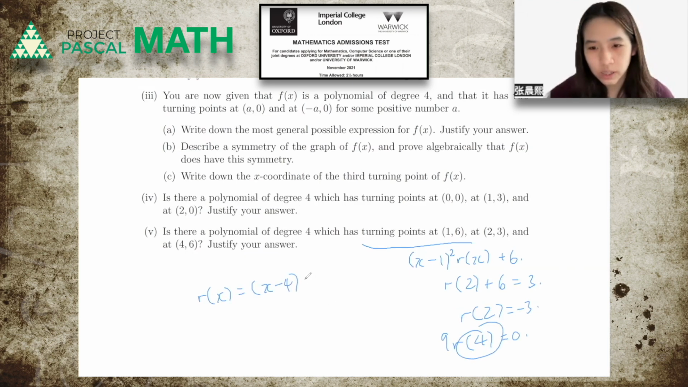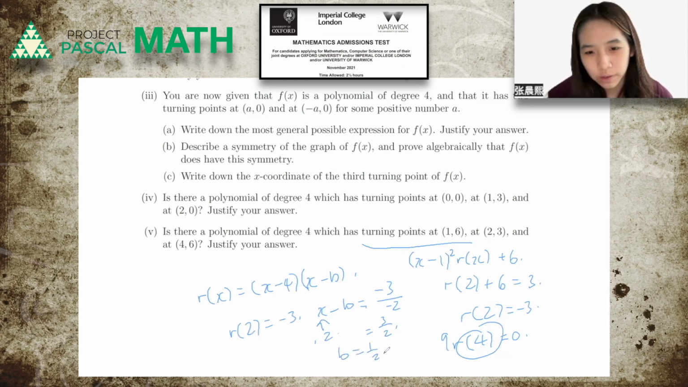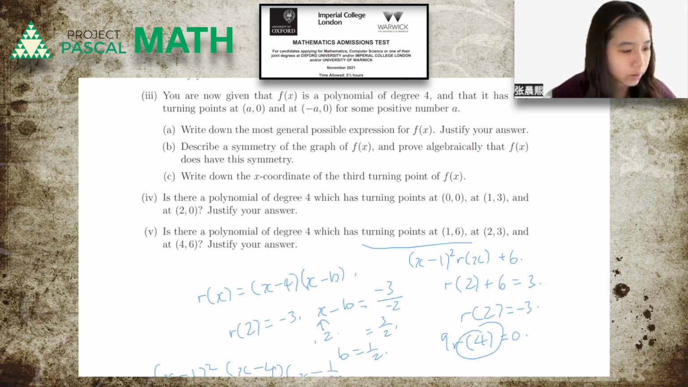So R(2) equals negative 3. So it's like (x minus b) or something. But when R(2) equals negative 3, you have (2 minus b) equals negative 3 divided by negative 2, which is 3 over 2. So b equals a half. So you can check everything again: (x minus 1) squared (x minus 4)(x minus half plus 6). Well, if it's this condition, you look at this.